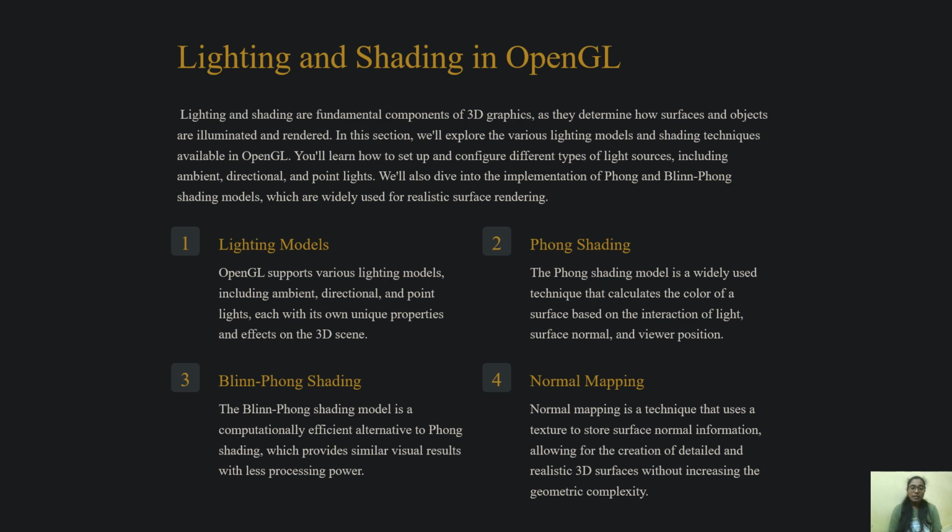Blinn-Phong shading. The Blinn-Phong shading model is a computationally efficient alternative to Phong shading, which provides similar visual results with less processing power. And then the fourth one is normal mapping. Normal mapping is a technique that uses a texture to store surface normal information, allowing for the creation of detailed and realistic 3D surfaces without increasing the geometric complexity.